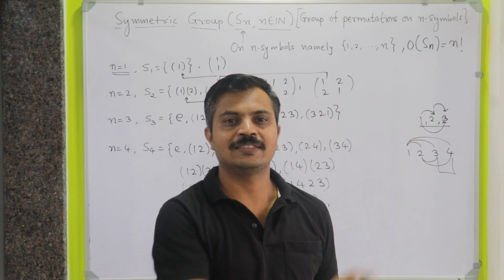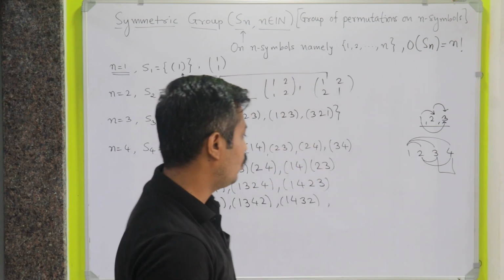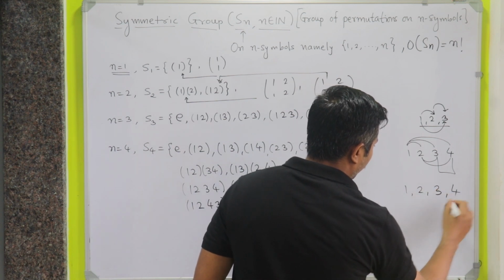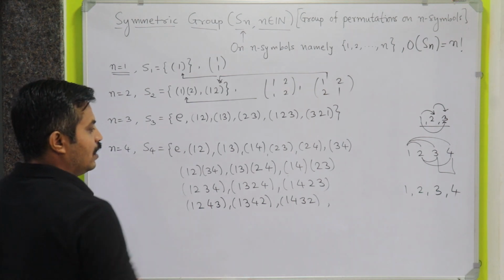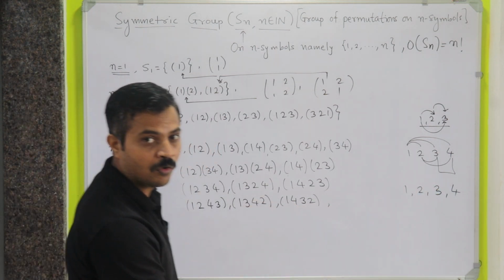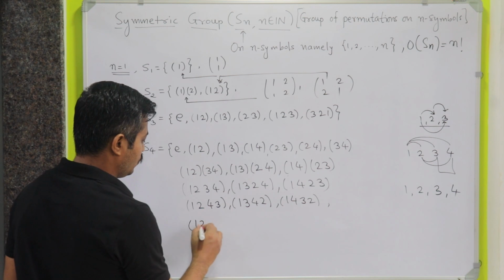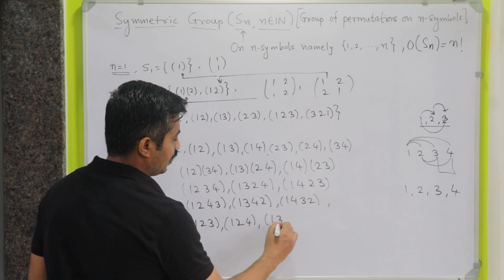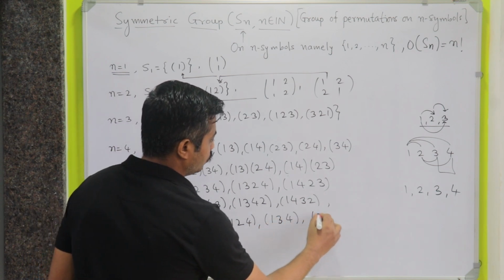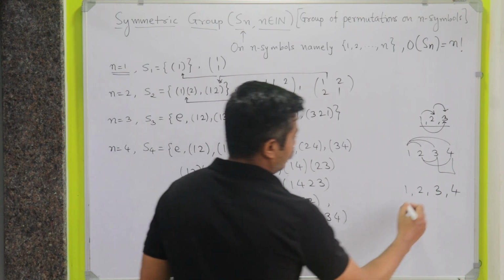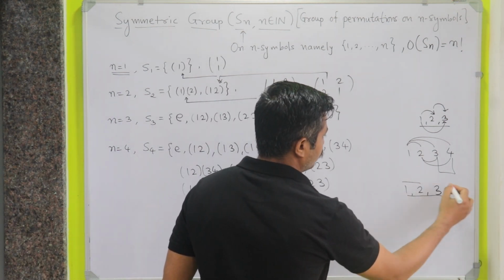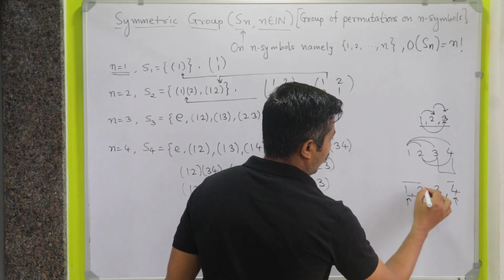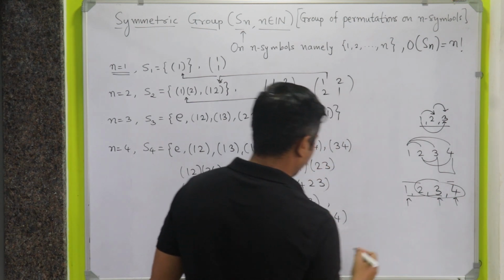Now I will move towards cycles of length 3. The logic remains the same as done previously. We have to pick 3 elements from these 4 symbols. First of all I go for (1 2 3), then I go for (1 2 4), then (1 3 4), and then (2 3 4). So what I did: (1 2 3), then (1 2 4), and then (1 3 4). Now we are taking (2 3 4) together.